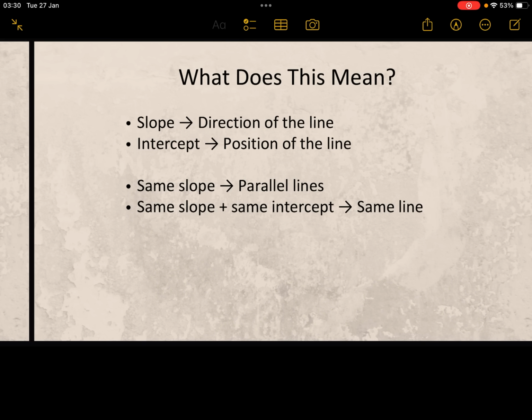Now, slope controls the direction of the line and intercept controls the position of the line. This is the core understanding moment. If need be, pause the video and go forward and backward to what we have learned so far. Just absorb the concepts, and this is very important to scale up in coordinate geometry and algebra. So if the slope is the same, the lines are parallel. If the slope and intercept are both the same, then the line itself is the same. So take some examples and work them out, plot them on graph paper and see it visually.